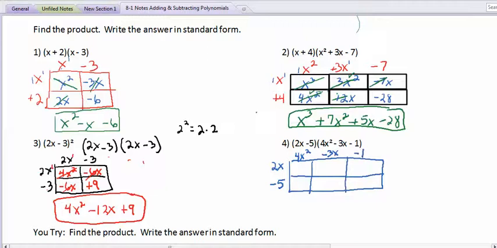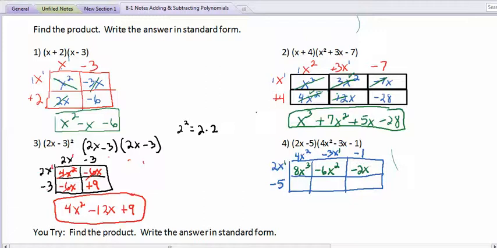Okay, so now you're going to go through and we are going to multiply. So I've got 4 times 2 is 8. There's an invisible 1, so 2 plus 1 is 3, so it's x to the third. 2 times negative 3 is negative 6. And then I have 1x plus 1x is 2x, so x squared. And then negative 1 times 2 is negative 2x. Okay, so I multiplied the 2x with everything.